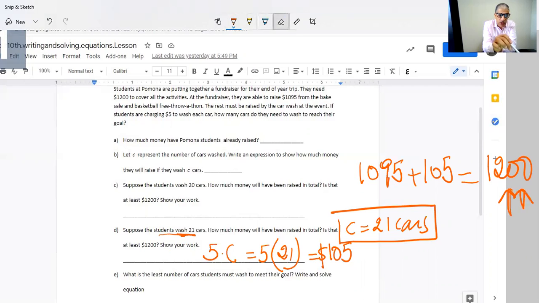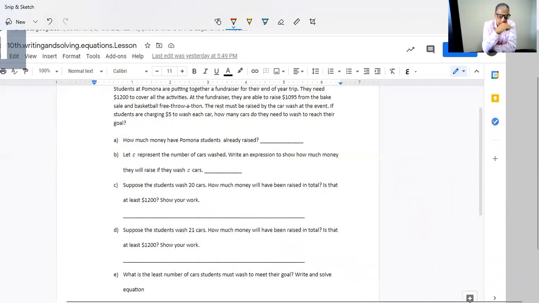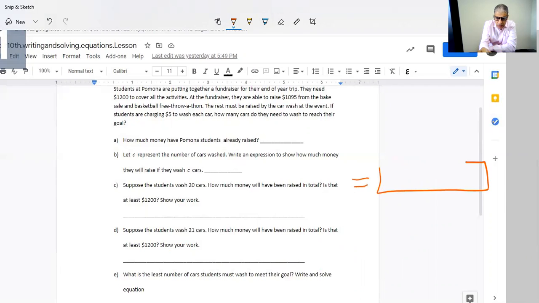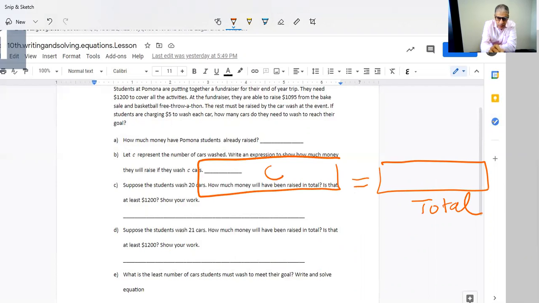Now, next we're gonna write an equation and solve it in one shot to figure it out, okay? So the equation, I said to you guys, the total usually goes here. And on this side, you will have the variable with some numbers. And that's how you get the equation. So what's the total they're trying to make? $1,200. We're gonna put that here. The expression we got is 5C. That tells me how much money I make from washing cars, plus how much money they made already, 1,095. Okay, so that's the equation. 5C for the cars, plus 1,095, which they made already, and that equals 1,200.